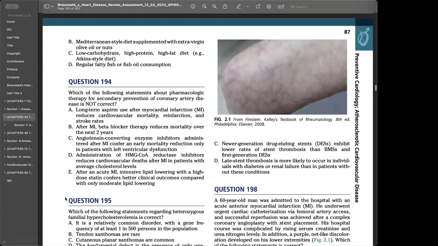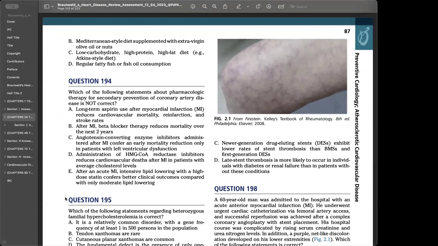Okay, then question 194. Which of the following statements about pharmacologic therapy for secondary prevention of coronary artery disease is not correct? A, long-term aspirin use after myocardial infarction reduces cardiovascular mortality, reinfarction, and stroke rates. B, after myocardial infarction, beta blocker therapy reduces mortality over the next 2 years. C, angiotensin-converting enzyme inhibitors administered after myocardial infarction confer an early mortality reduction only in patients with left ventricular dysfunction.